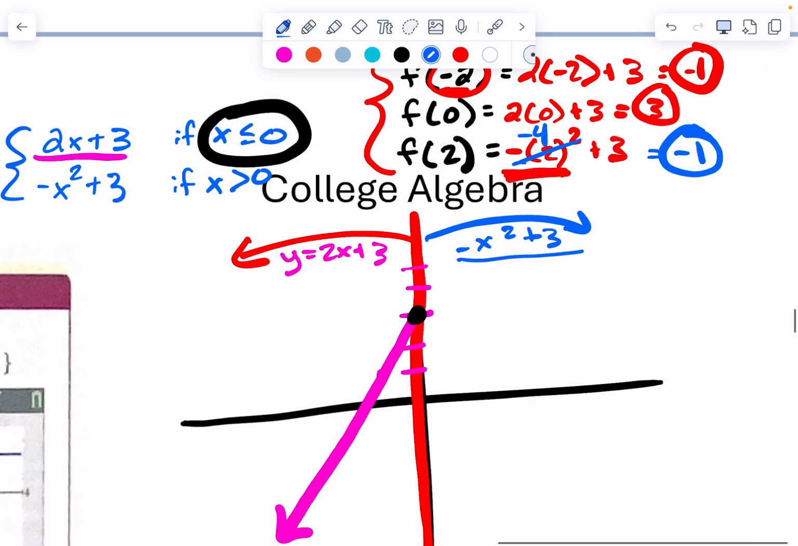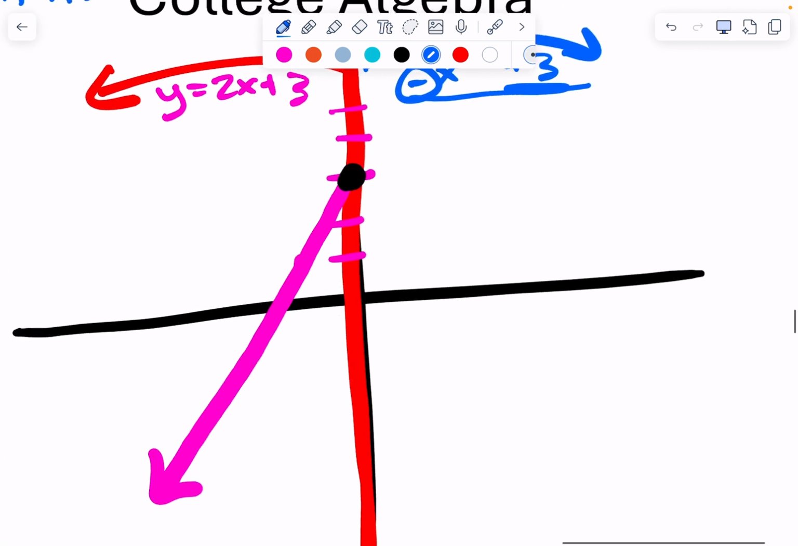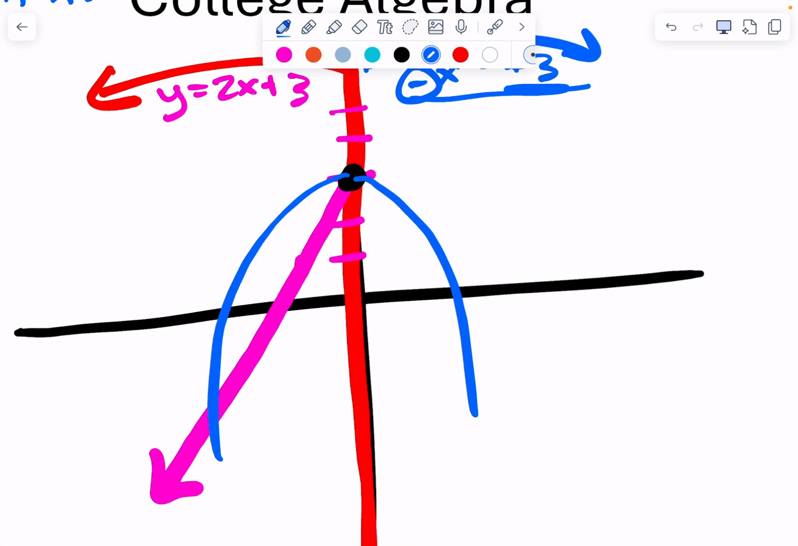On the right side, negative x squared plus 3. What does that thing look like? He's a quadratic function. He's a parabola, right? And he's facing down, like a frowny face. But what's the 3 do? Moves him up 3. So he looks like this. Whoop, like that, right? But we only want to graph him on the right side.